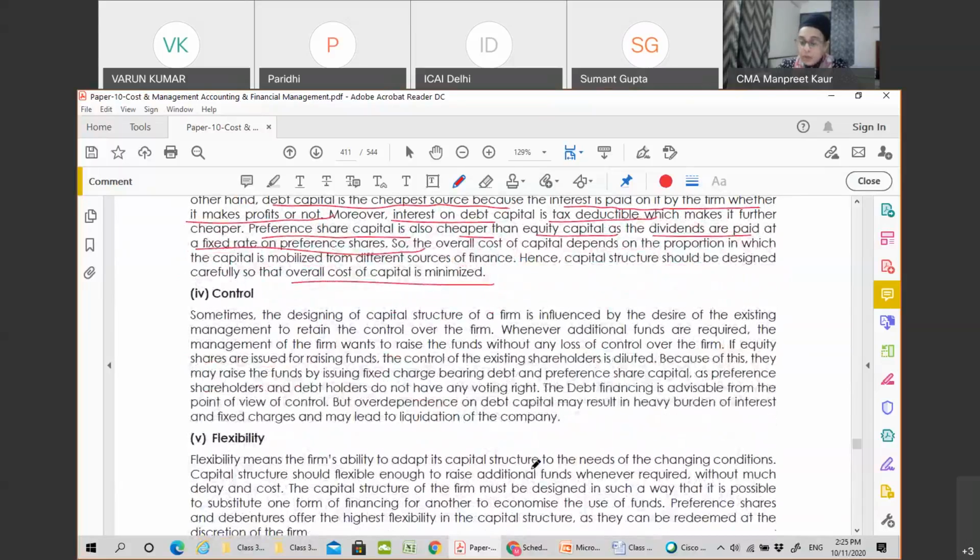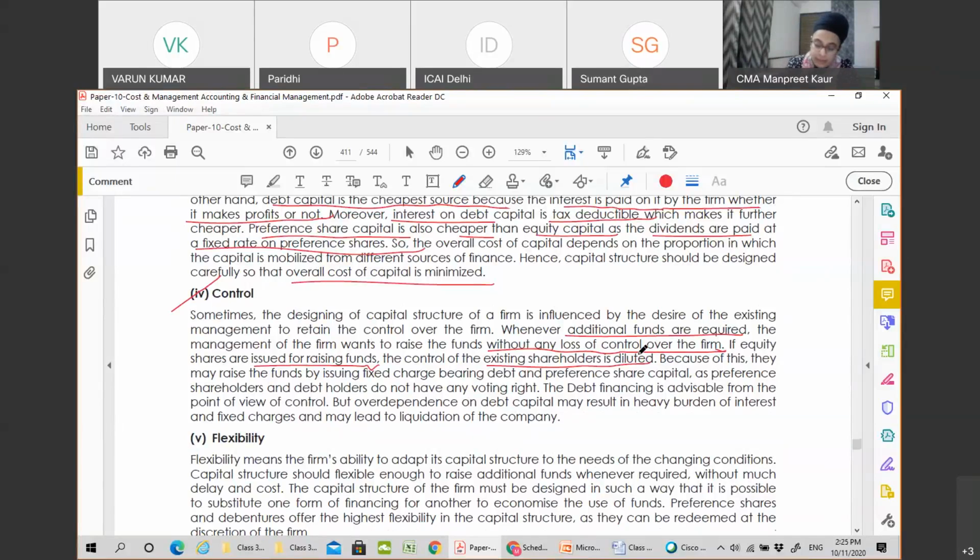Next is the control. Control, therefore, we can say whenever additional funds are required, management has to raise the funds without any loss of control over the firm. Because if equity shares are issued for raising funds, the control of existing shareholders is diluted. हम लोग इक्विटी शेयर्स के थ्रू पैसा लेके आते हैं, अगर हमें ज्यादा पैसे की जरूरत है, देन जो हमारे एग्जिस्टिंग शेयरहोल्डर्स हैं उनका कंट्रोल थोड़ा डाइल्यूट हो जाएगा, कम हो जाएगा.